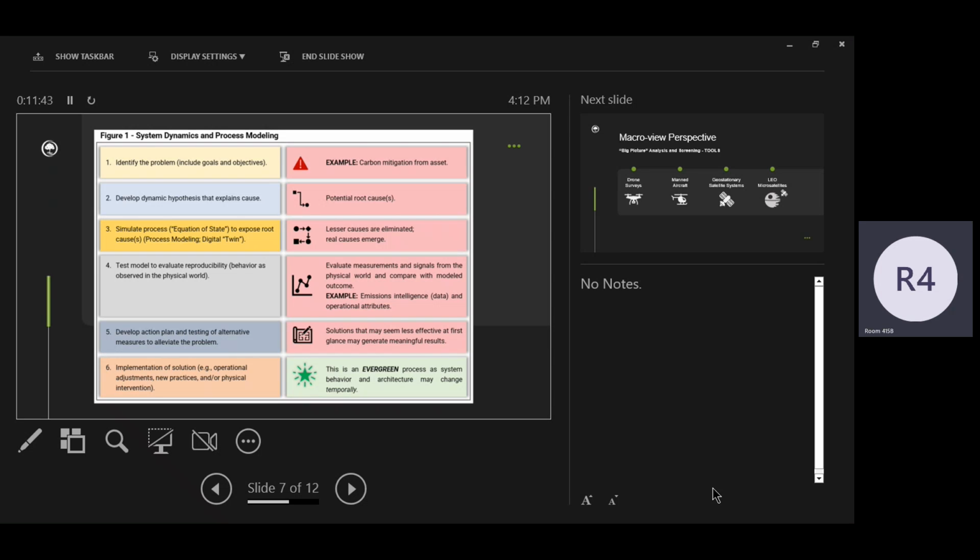This could come from continuous emissions monitoring systems. This can come from engine emissions. Any type of signals that are attributed to that problem, you can ingest and then look at how it compares to the model. Develop a plan. Solutions that may seem less effective at first glance may generate meaningful results, and then of course on to implementation. And there's a couple of things here where this model has been put into practice in my career.